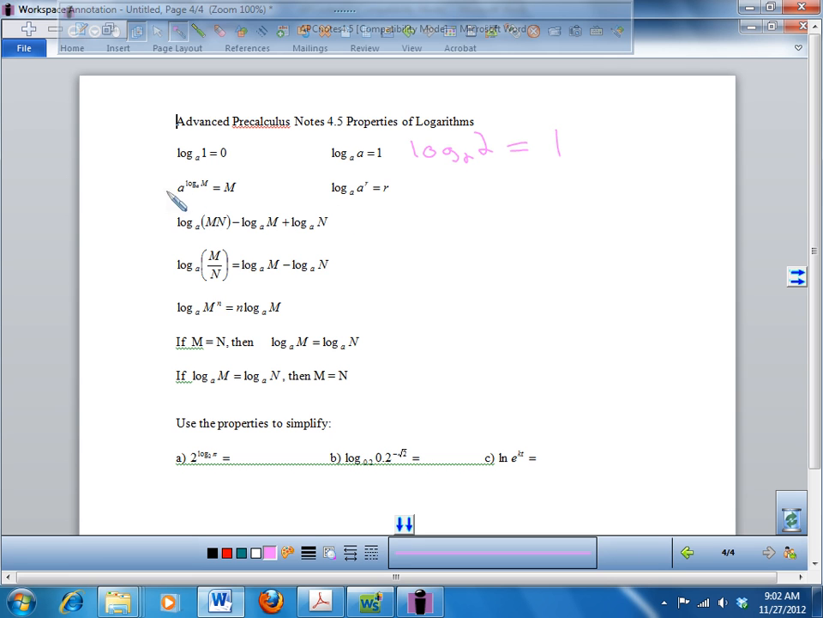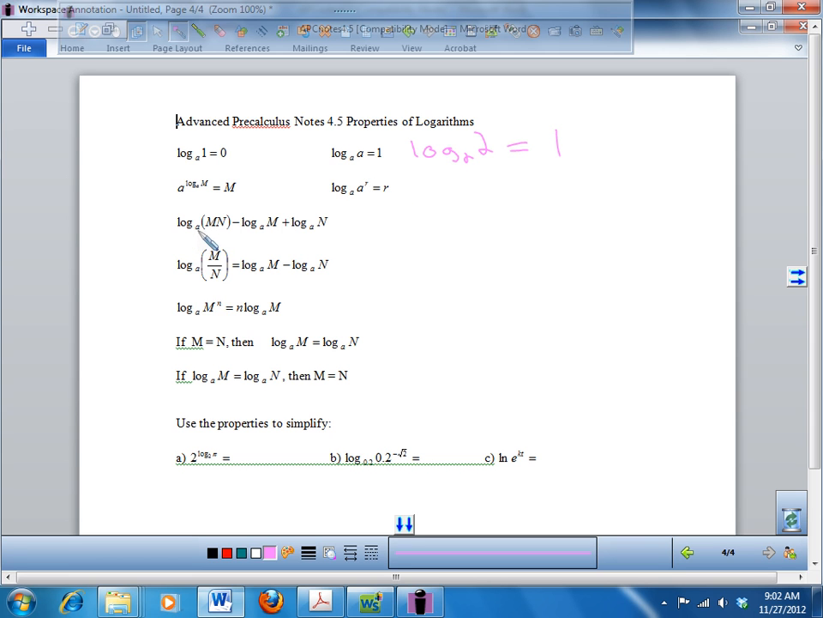Okay. So this is the idea of the exponential function and the logarithmic function being inverses of each other. So if you have a base raised to a logarithm, a raised to the log base a of m, that's just equal to m, because the logarithmic function undoes the exponential function, and vice versa. We'll see some examples of this as we go down here, okay? So log base a of a to the r is just equal to r, and I'll talk about those.